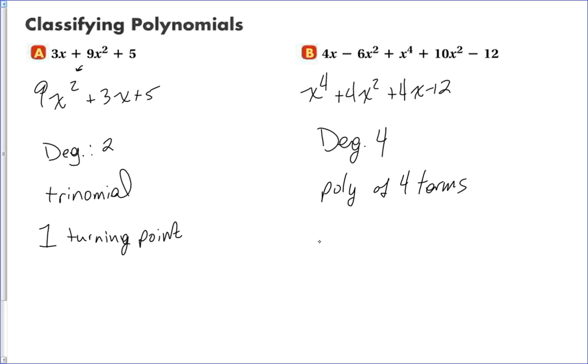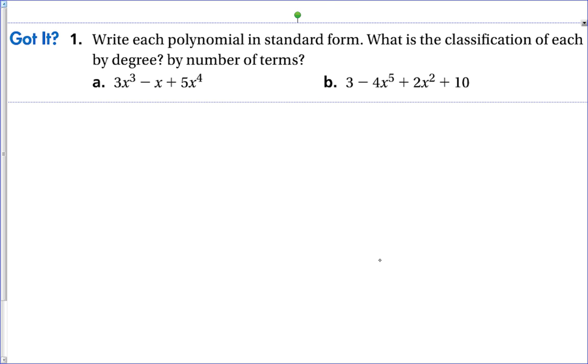And then since it's a 4th degree, 4 minus 1 is 3, so we have 3. I'm going to label them TP. We have 3 turning points. All right. So that's really all there is to classifying polynomials. So do these 2 real quick.